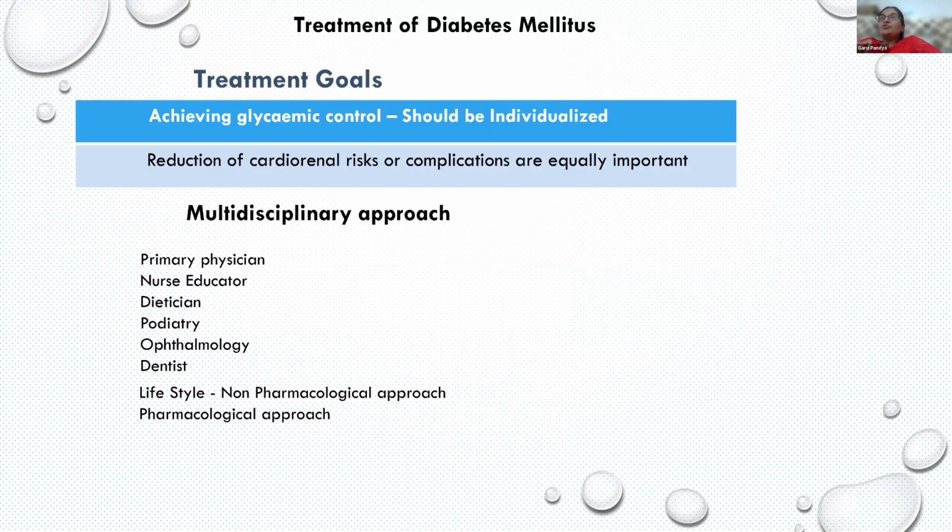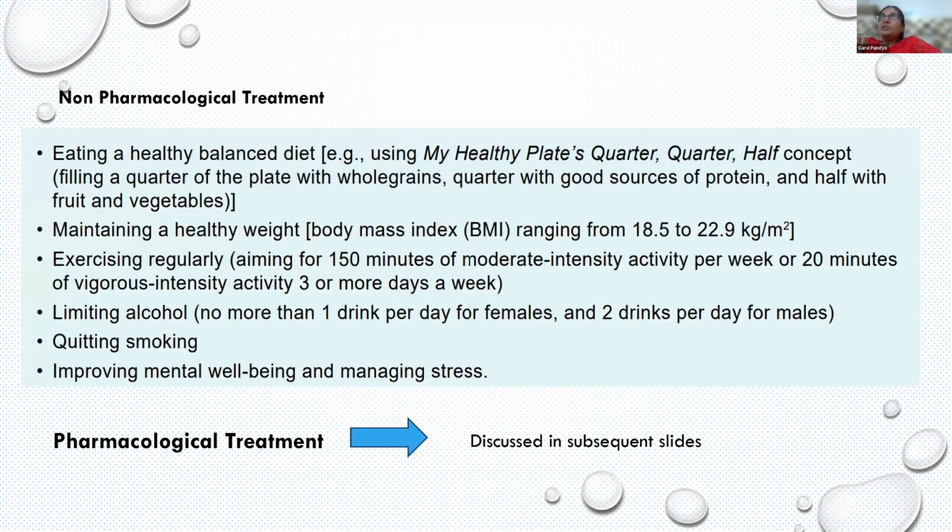So coming to the treatment, what can be our treatment goal? We know that achieving glycemic control is a treatment goal, but the reduction of cardiovascular risk or complications is equally important. And we all know that diabetes needs a multidisciplinary approach, which includes non-pharmacological as well as pharmacological measures. In the non-pharmacological measures, we know our healthy plate by the government, which is half fruits and vegetables, 1/4 whole grain, and 1/4 protein.